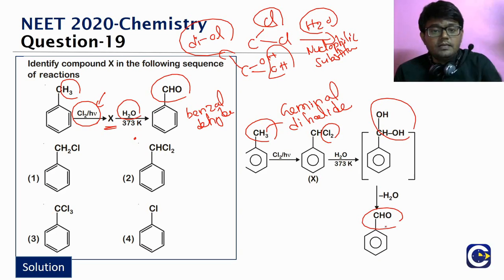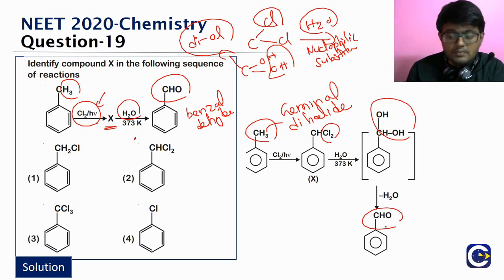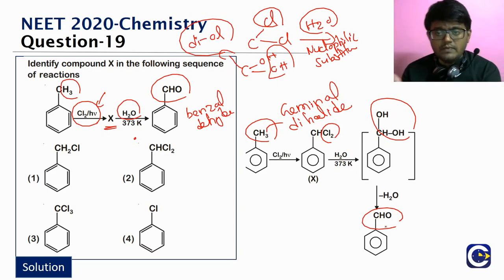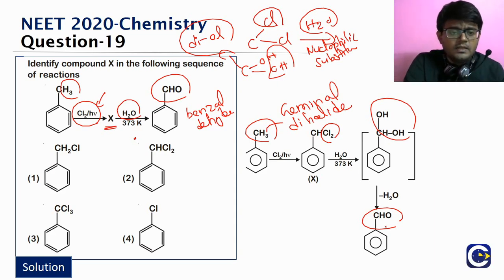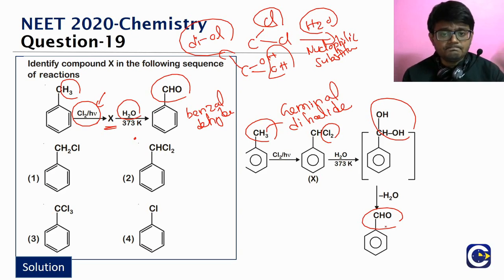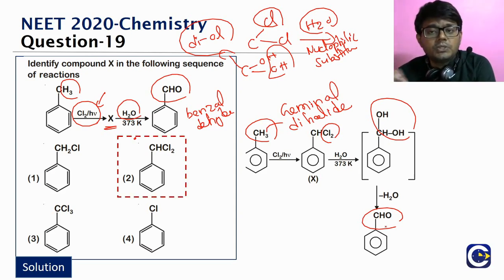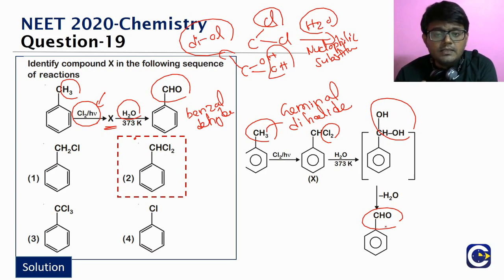So we are trying to work the question from the final product. If you want to get the benzaldehyde, we should have had a geminal diol. Geminal diol means the compound X must have two chlorines on the same carbon, which means there must be a substitution of hydrogens by chlorine twice. So what is this compound X? Basically it is option 2. The carbon must be substituted with two chlorines.